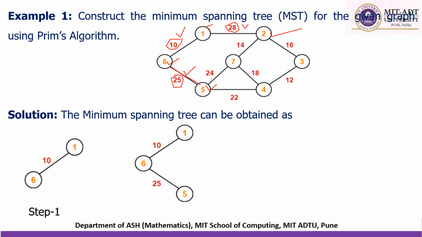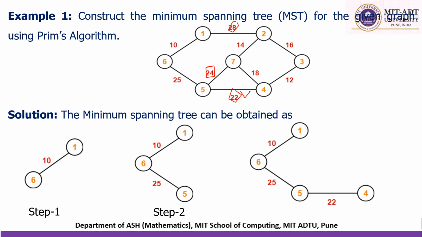5 is connected to 7 by weights 24 and 22. So 22, 24, 28. Out of these three weights, this 22 is the minimum. So the next step, we have to select this vertex 4.